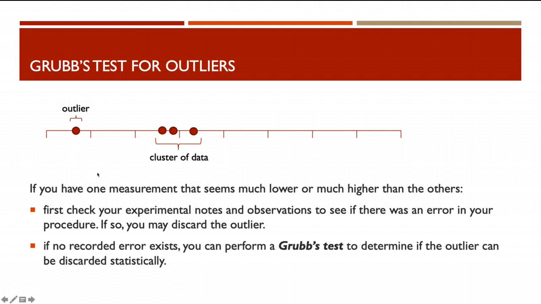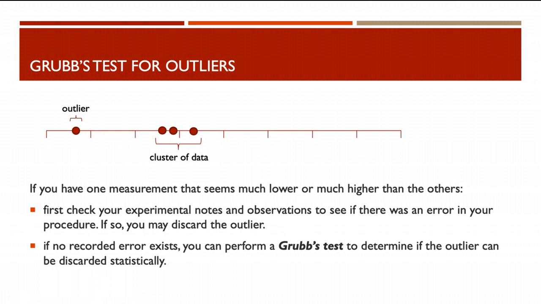There are 2 ways that you can eliminate this outlier data point from your data set. The first way is for you to check your experimental notes and observations and see if there was an error in your procedure. If so, you can discard the outlier.